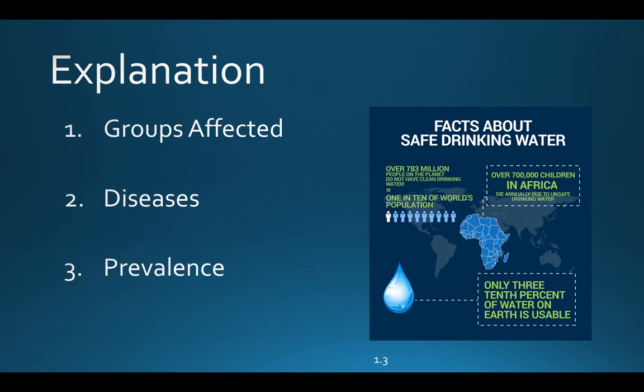So now we're going to focus on the groups that are affected by safe water and by diseases. From the World Health Organization, we found that Africa, Latin America, and large parts of Asia and the Caribbean have really poor access to quality water. I'm also going to cover some of the diseases and prevalence.